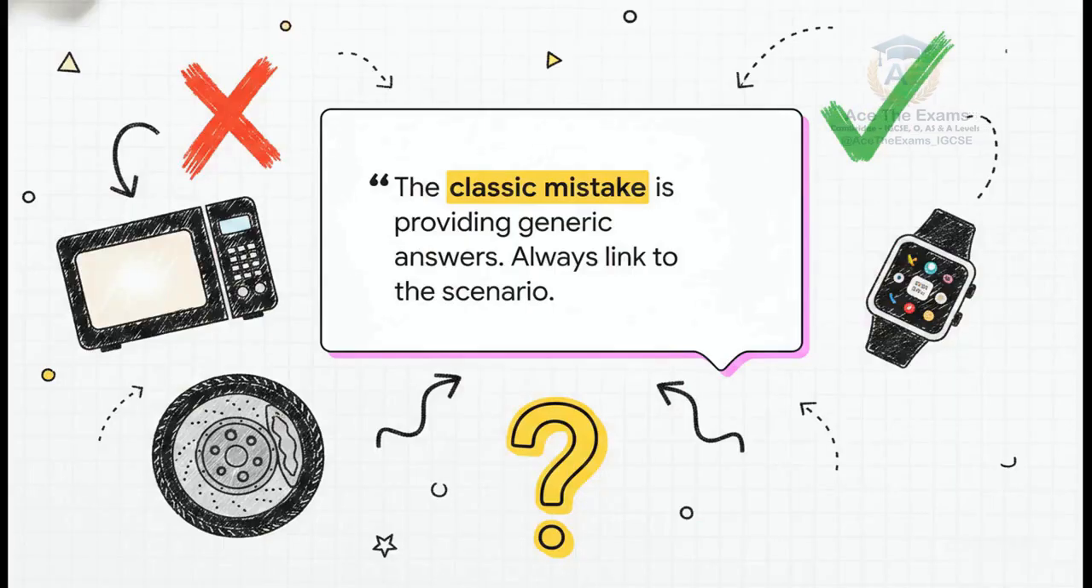I'm going to read this directly to you. Examiner alert, the classic mistake is providing generic answers. Always link every point to the given scenario. You need to anchor this rule deep into your exam strategy. If your answer could apply to a microwave, a car braking system, and a smartwatch equally, well, your answer is far too generic. Fix it immediately. Anchor your technical knowledge to the specific constraints of the scenario provided on the paper.